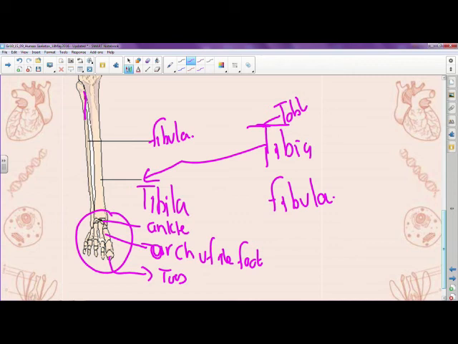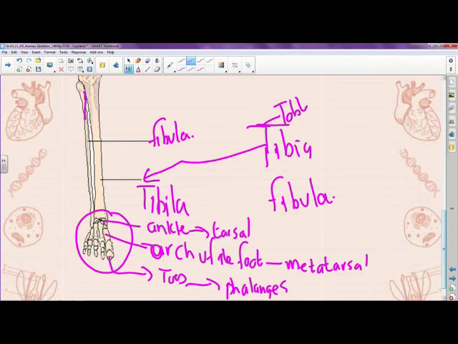Now, they sound very similar to the ones that we used when we looked at the arm. The ankle, instead of now being a carpal, is called a tarsal. The arch of the foot, not a metacarpal, but a metatarsal. And the toes, same name, luckily, as the fingers, and those are going to be your phalanges. So we can see that the arms mirror the same kinds as the legs.